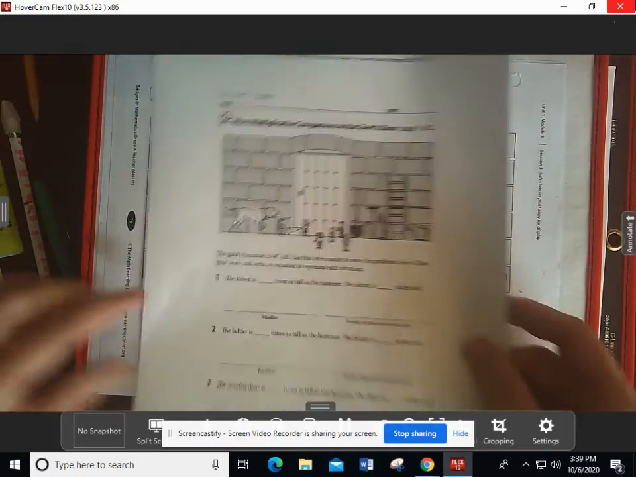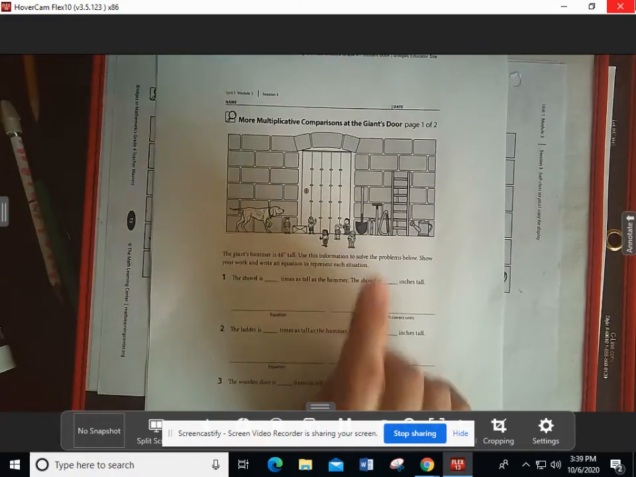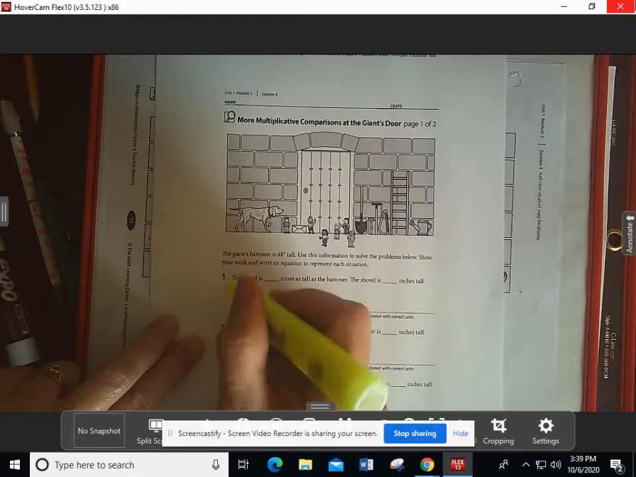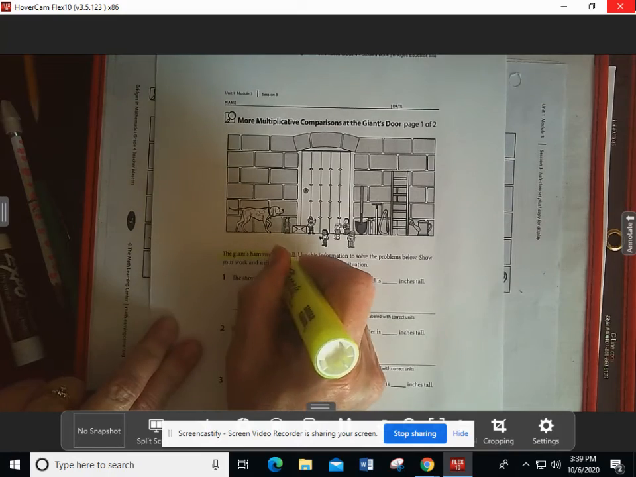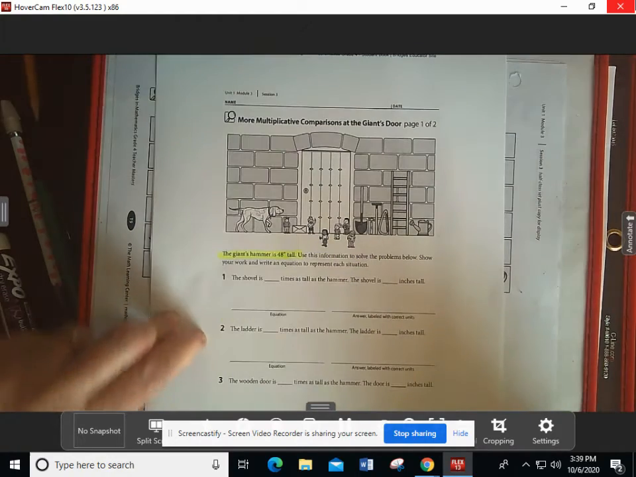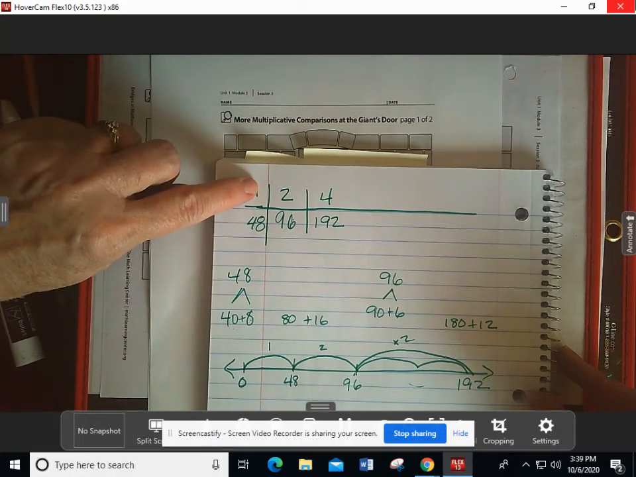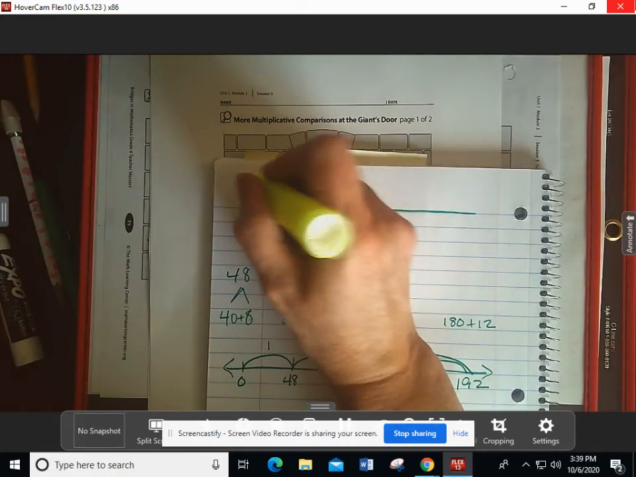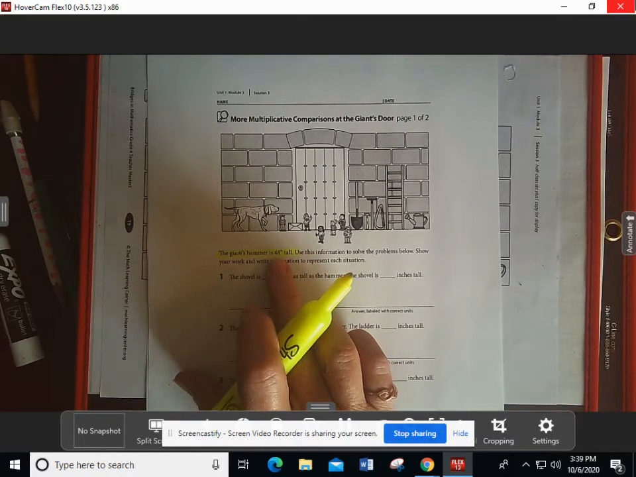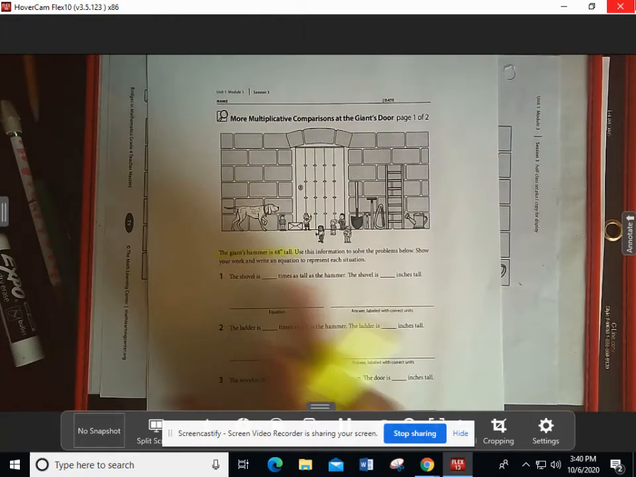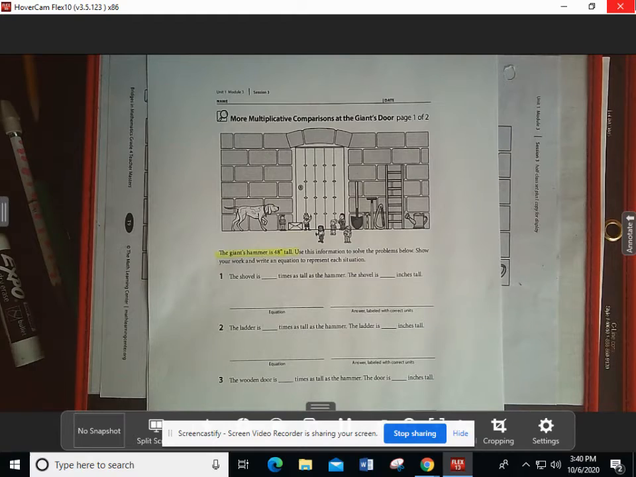Okay. So since this is easier to see than our workbook page, you have the workbook page. But I'm going to start out with our workbook page. Yes, mine's really little. You'll have to look in yours. And when I see this, I see that it's telling me some information right away. The giant's hammer is 48 inches tall. That's some really important information. Just like when we work with our ratio tables, we have one group of 48. This is very important information. So this is telling us that our hammer is our group, our one group, and it's 48 inches. So using that, we're going to fill in what the rest of the worksheet is telling us.